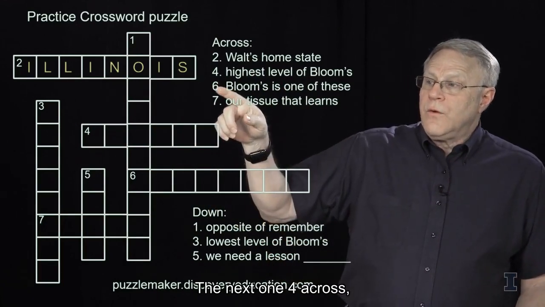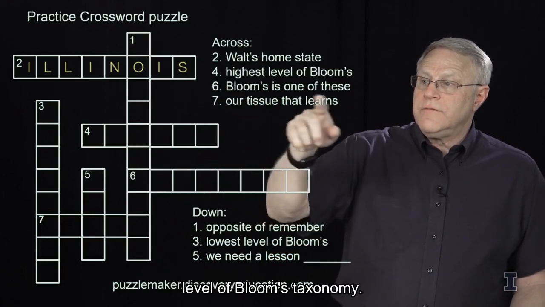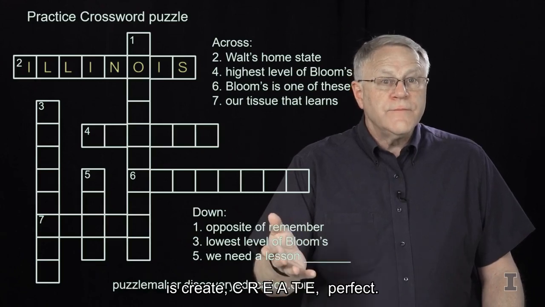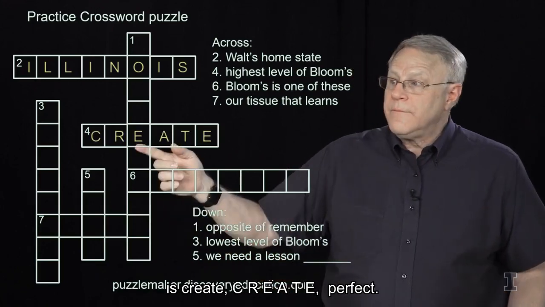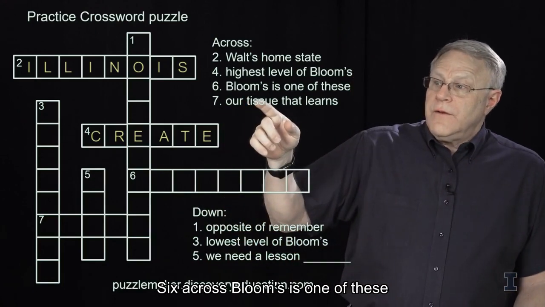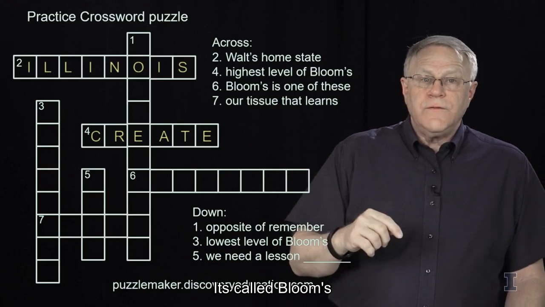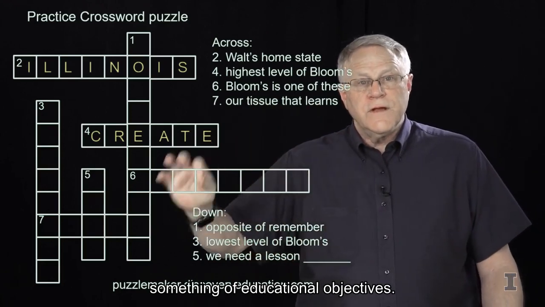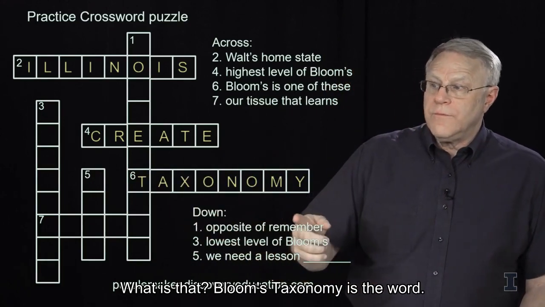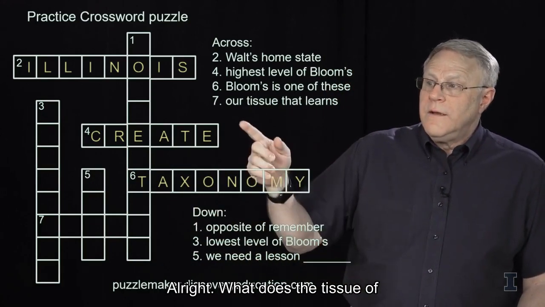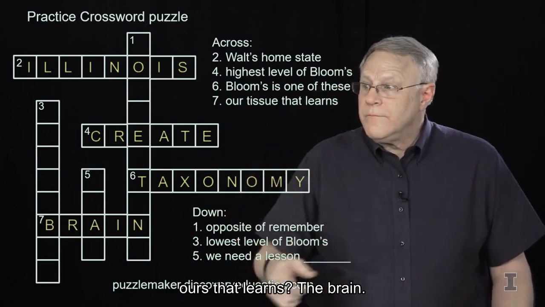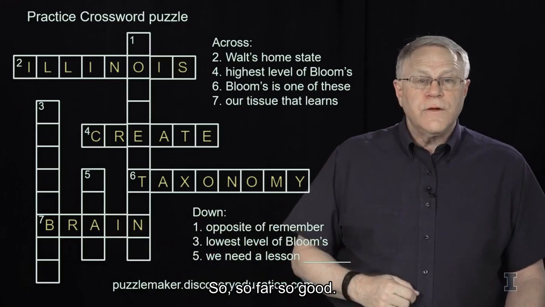The next one, 4 across, which is this right here, highest level of Bloom's taxonomy. You should know that. The highest level of Bloom's taxonomy is create. C-R-E-A-T-E. Perfect. 6 across. Bloom's is one of these. It's called Bloom's something of educational objectives. What is that? Bloom's taxonomy is the word. All right. What is the tissue of ours that learns? The brain. So far so good.